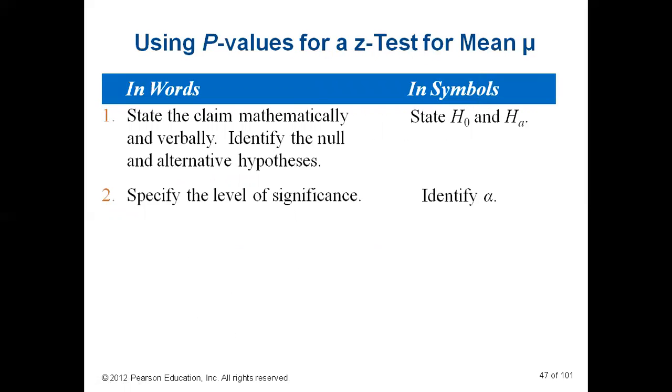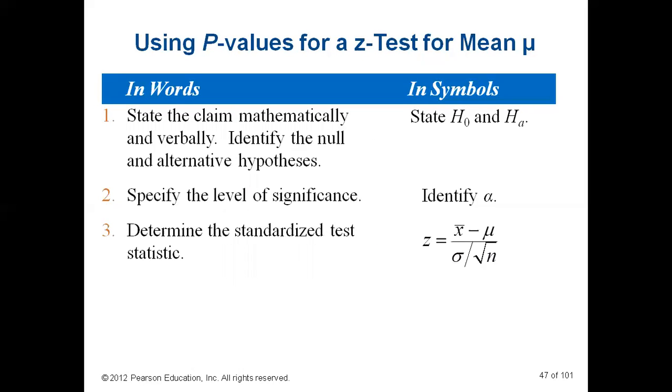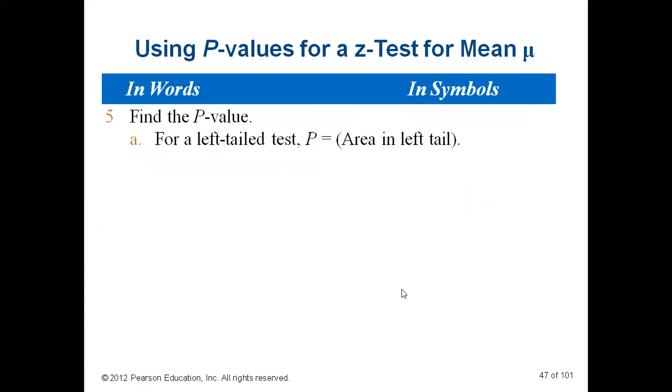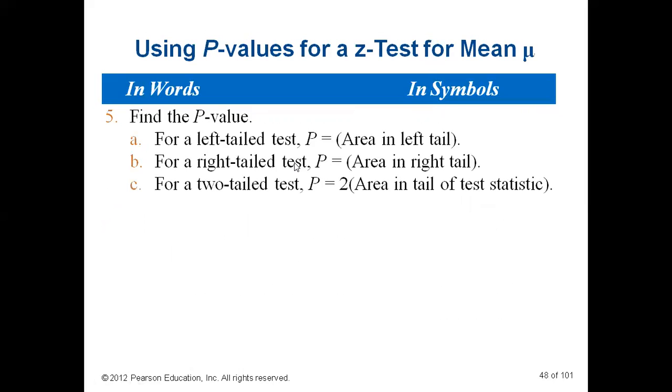Using the p-value for the z test for mean mu, how will we perform this operation? First of all, we state the claim mathematically and verbally, identify the null and alternative hypotheses, and specify the level of significance. Third step is to determine the standardized test statistic z equal to x bar minus mu divided by sigma by root n. Find the area that corresponds to z. Then find the p-value on the basis of a left tail, right tail, or two tail test.